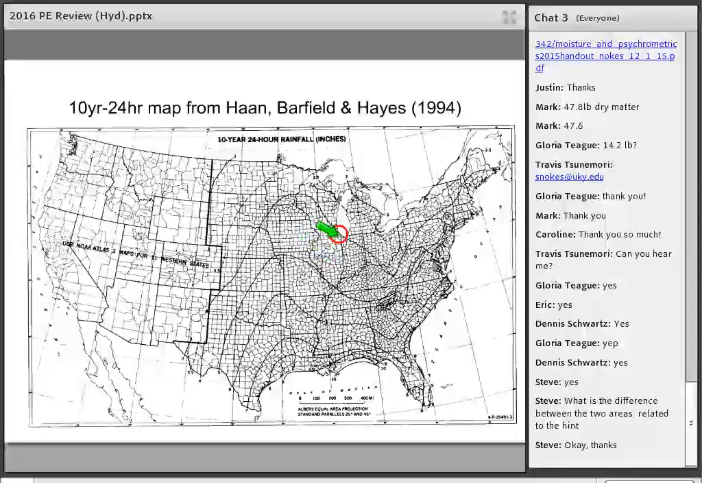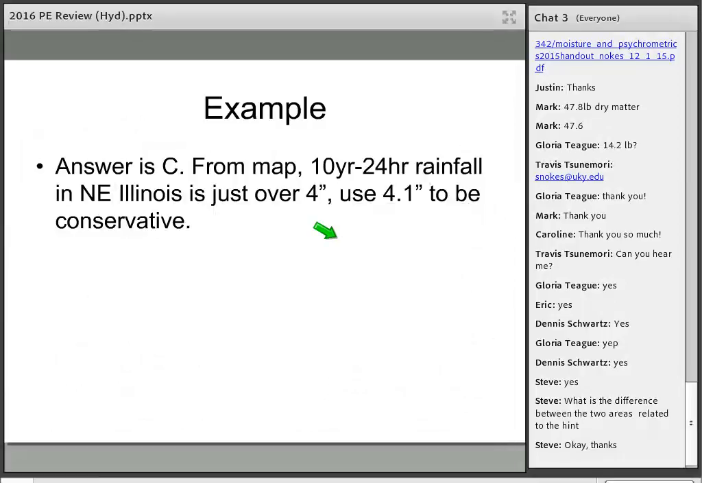3.9 is going to be between the 4 and the 3.5, which means it's out here in the lake somewhere, which means 4.1 is the right number. And from looking at this, you can estimate it from the map. So 4.1 is the correct answer, and that's the one you would use. So that's pretty straightforward.